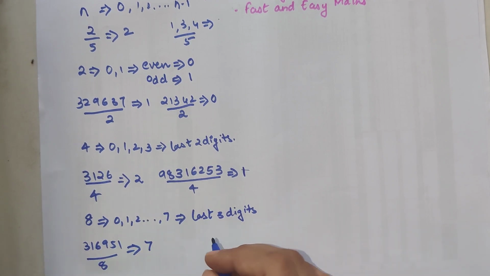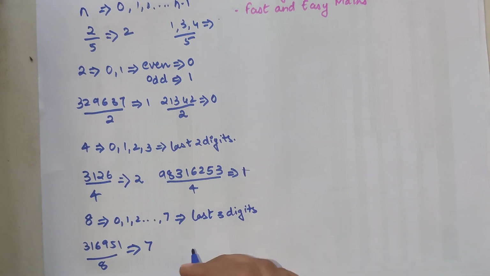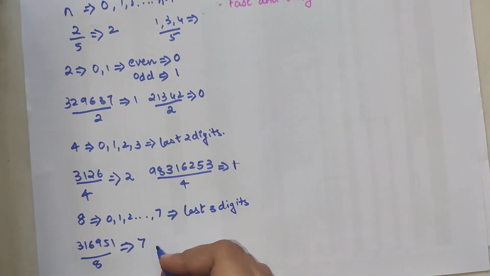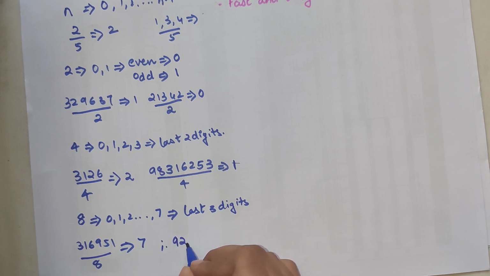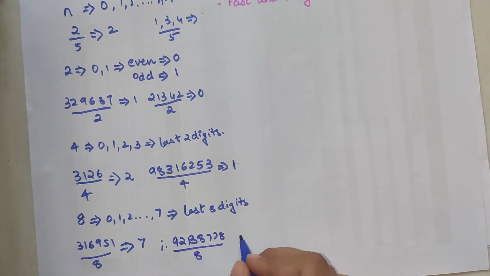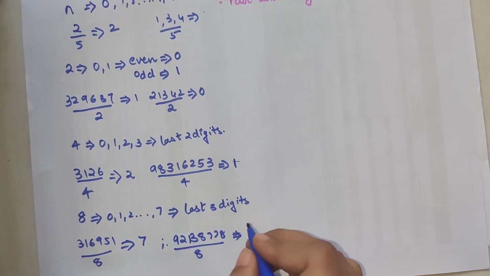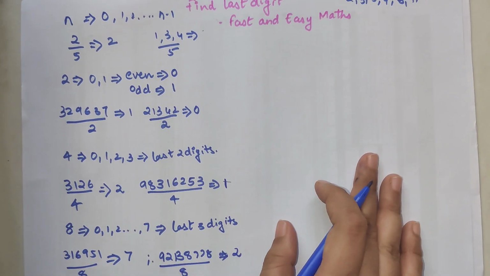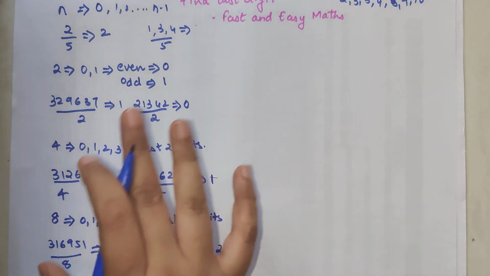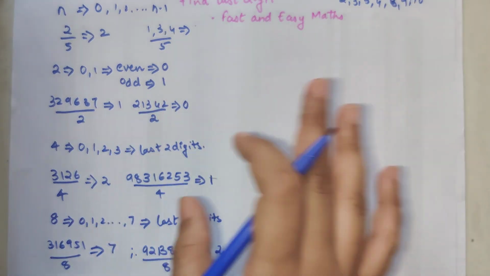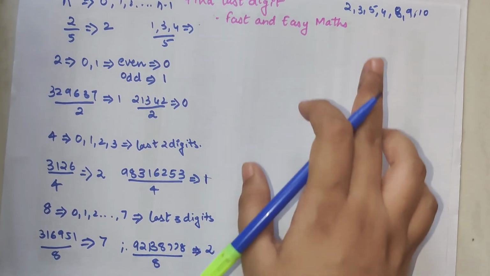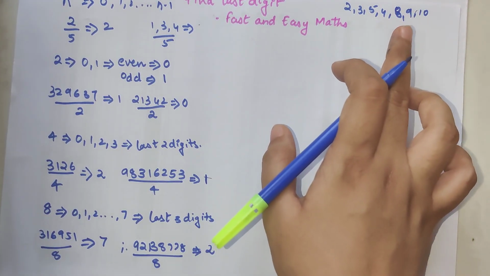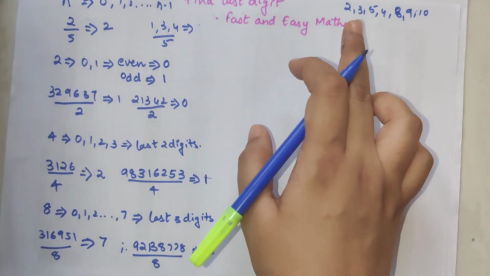Okay, now let me give you a big number. 921387778. If that is divided by 8, then what should be the remainder? My remainder will be nothing but just 2. Okay, so this is how you will be able to find the remainders whenever the numbers are divided by 0, 2, 3, 4, 8, 9 and 10. So out of that we have covered 2, 4 and 8.